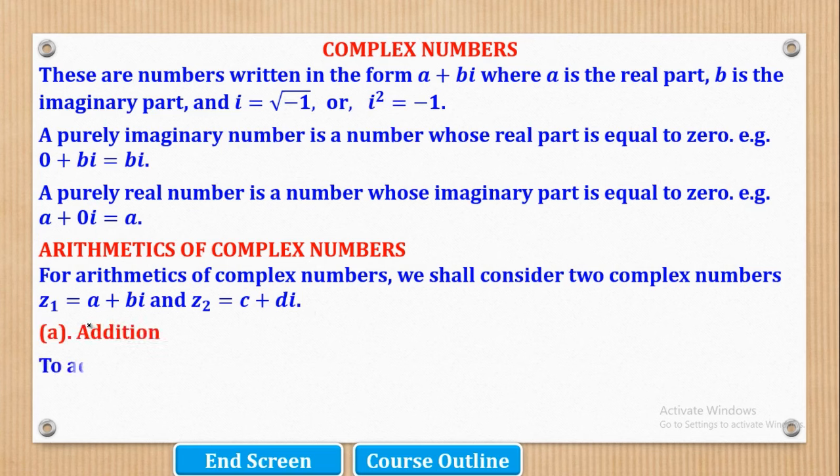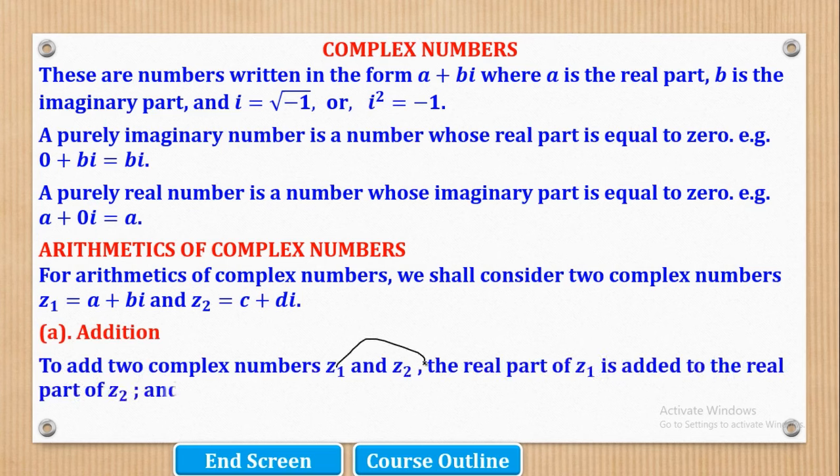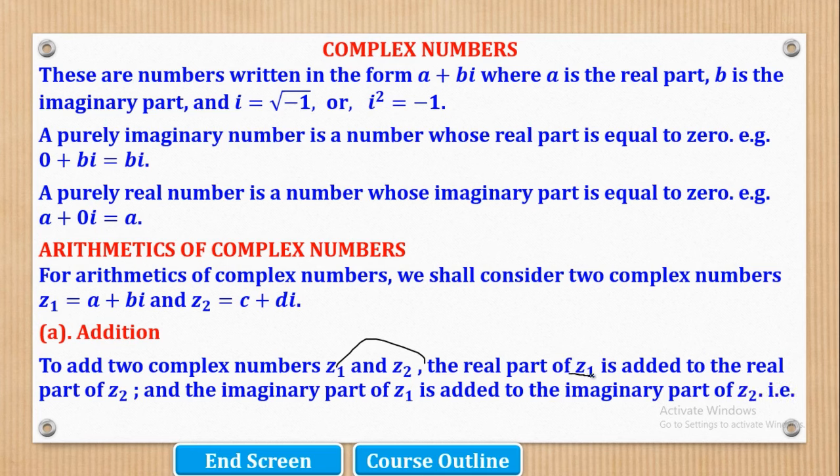How will they be added? To add two complex numbers, z1 and z2, the real part of z1 is added to the real part of z2, and the imaginary part of z1 is also added to the imaginary part of z2. It's somewhat like adding two vectors, because when you add two vectors, you add component by component. The i component is added to the i component, and the j component is added to the j component.